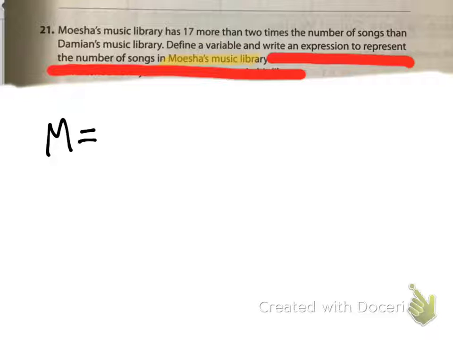Lucy, what is your equation? M equals 2D plus 17. Perfect. 2D plus 17. We got that. 17 more than, which means it's more, plus, than makes it after. Then 2 times the number of songs than Damien's. So 2 times D. Excellent. That's how we would write it. Can I solve this? No, there's 2 variables. Even though I've got my equal sign, there's still 2 variables.